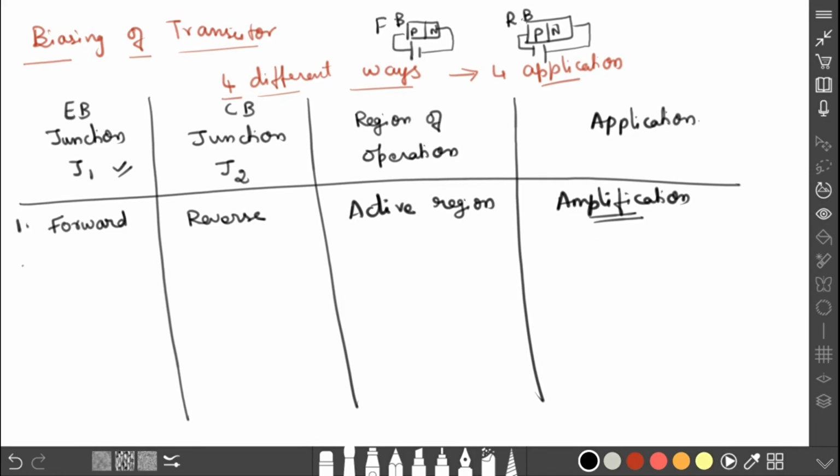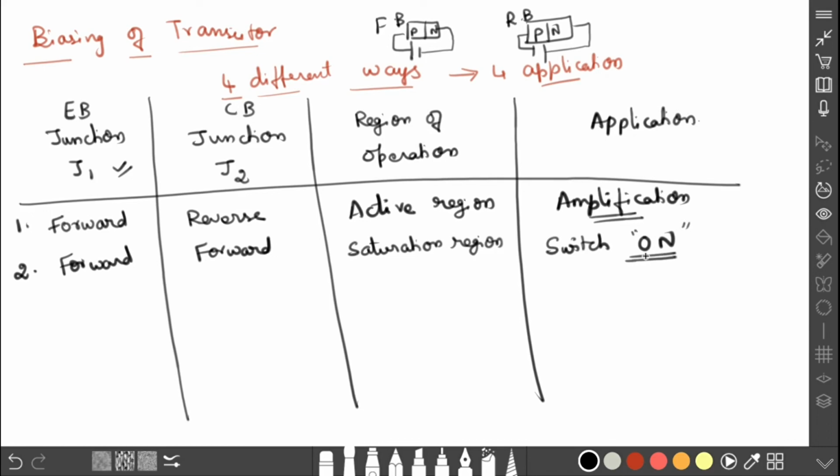And the second case, what is the second case? The first junction is forward biased and the second junction is also forward biased. Both the junctions are forward biased. In that case, the region of operation is termed the saturation region. If we connect like this, how will the transistor work? It will work as a switch in the on position. The switch will be on.